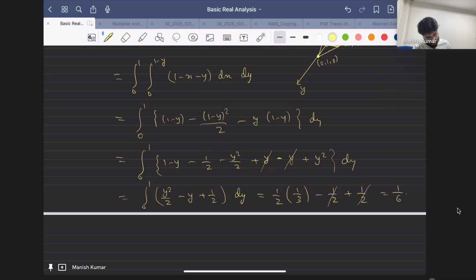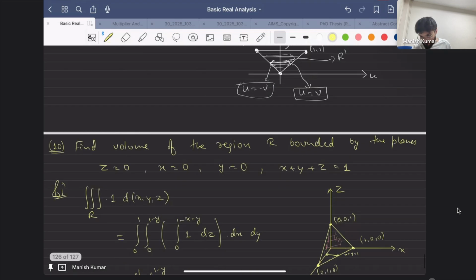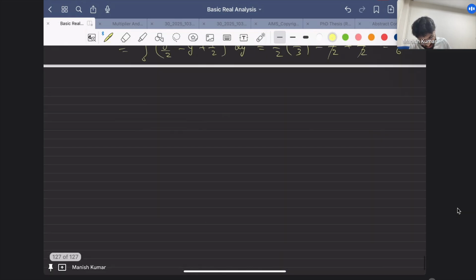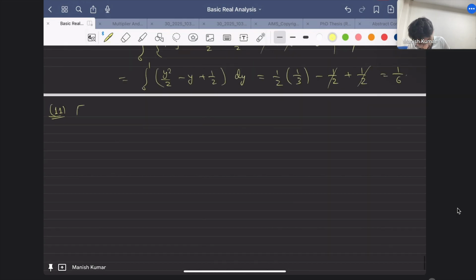Okay, let me see what problem I have next. Okay, again there is one problem. Let me write. So this says find the volume of the cylinder x square plus y square less than or equal to 1, below the plane z equal to x.